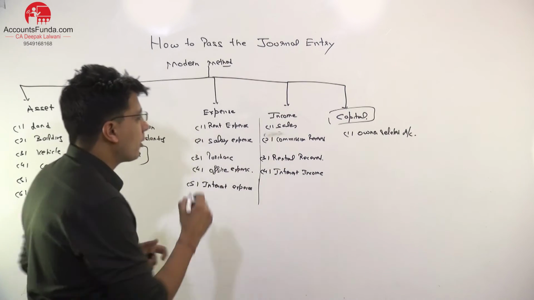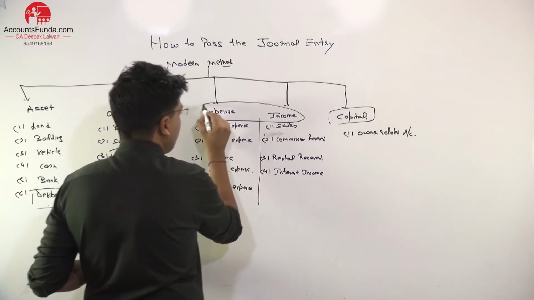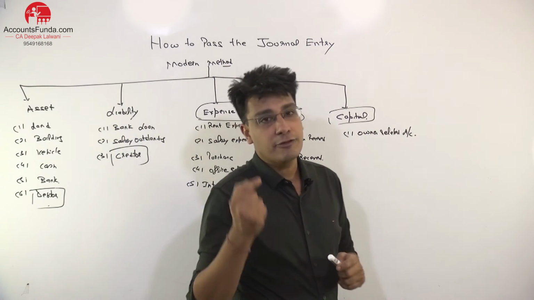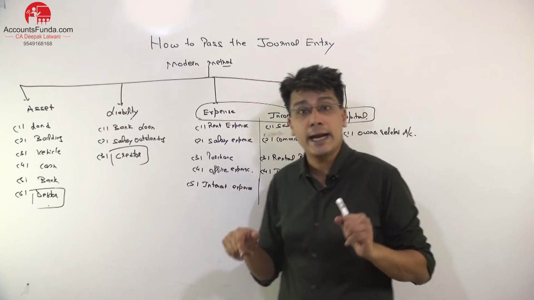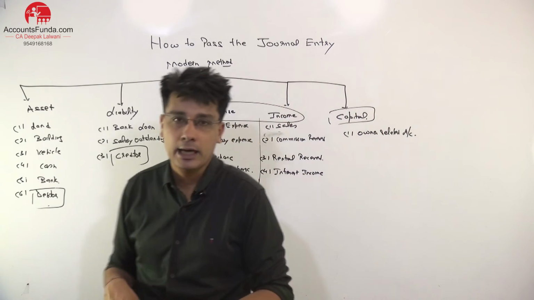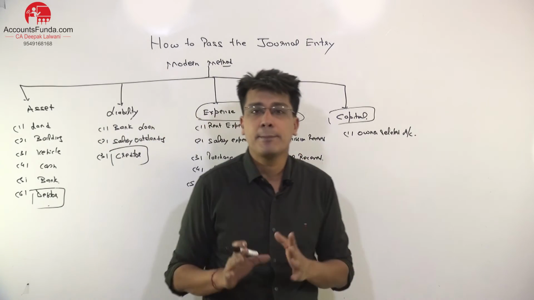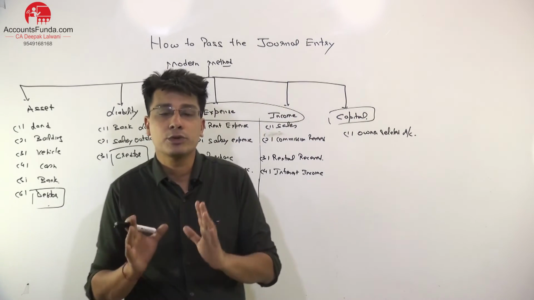So it is very important that you understand the difference between an expense and an income, and always remember, always think from the point of view of the entity for which you are making the accounts. Clear? Okay. And what is the capital account? See, the capital account is a very important account. It is related to the owner.